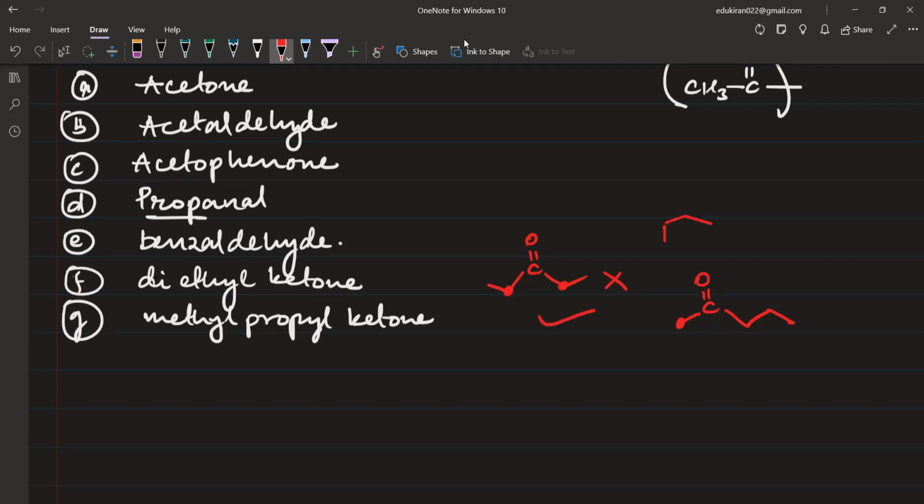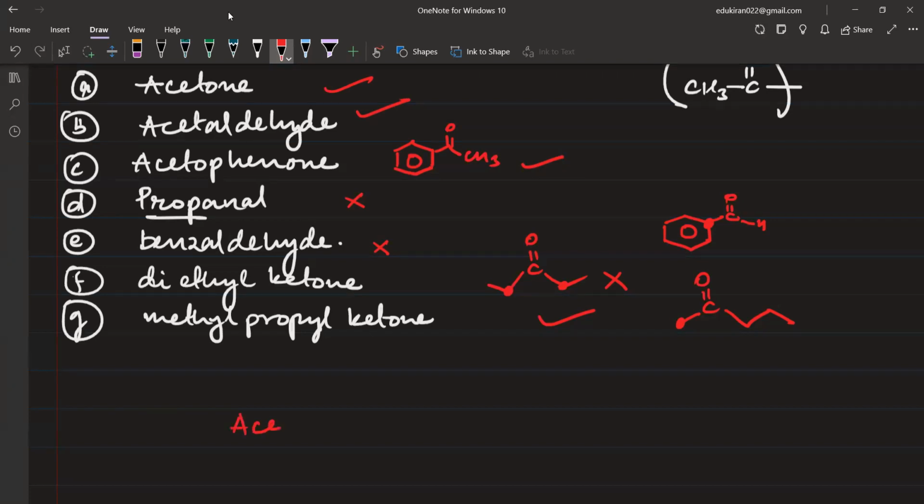Again, benzaldehyde will not give you iodoform because it is C double bond O and hydrogen. This carbon atom is attached to only carbon. This is not CH3, so this is not going to give you. Propanol is also not going to give you. Acetophenone is the benzene ring C double bond O and it is attached with CH3. So when you have C and CH3, then it is going to give you. ठीक है, acetaldehyde भी देगा, ये भी देगा.